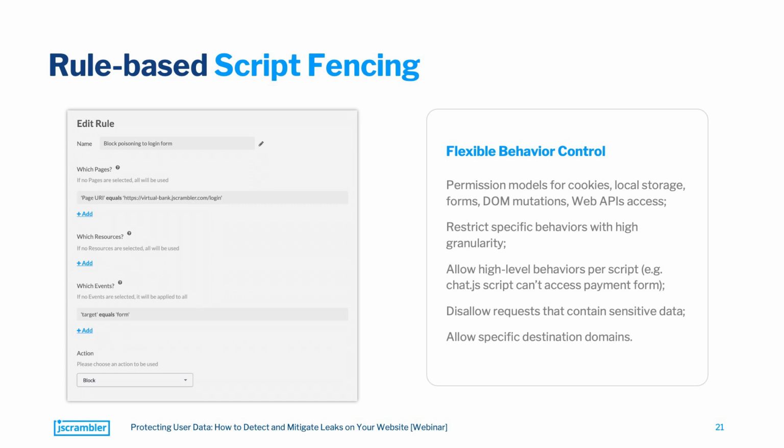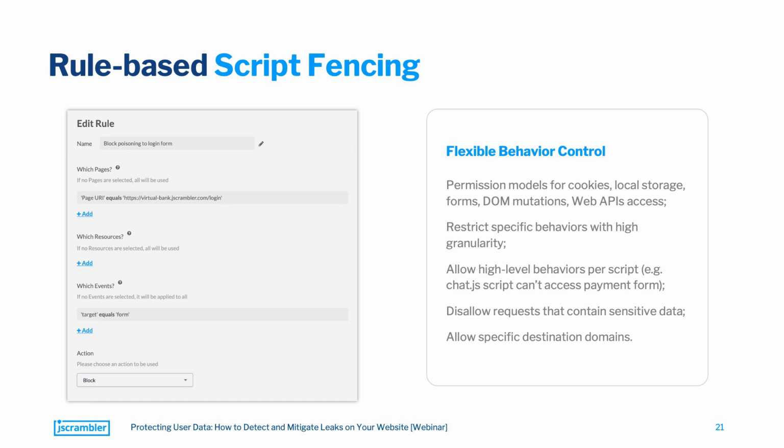In the case of web page integrity, we provide rule-based script fencing, which gives flexible control over these behaviors. For instance, we can whitelist a series of high-level behaviors for specific scripts. And like I mentioned before, unlike CSP, we can partially allow a script by default and block specific behaviors. The same is true for destination domains and network requests.